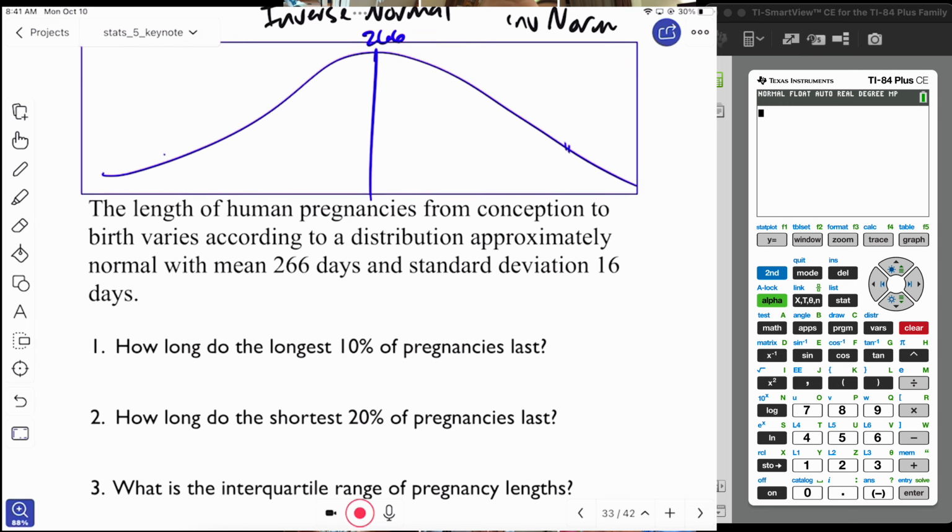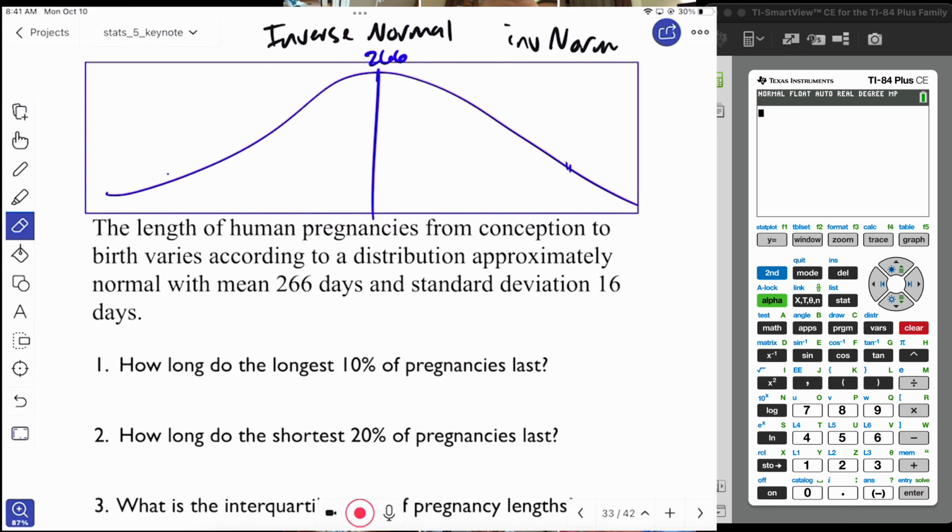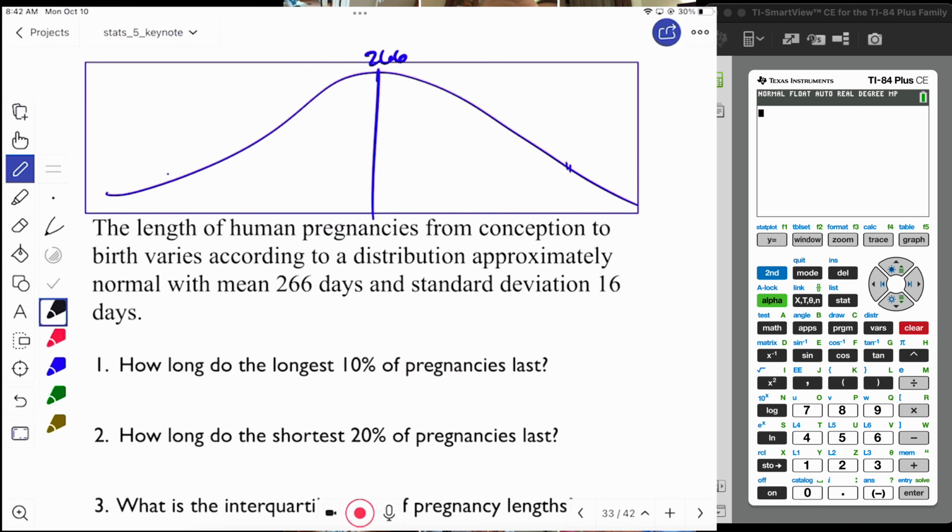So I just went ahead and sketched this up here. So this is what we're looking at here. Approximately normal, mean of 266, standard deviation of 16, so maybe about here. The distance from the mean to the first standard deviation would be 16. And we want to know how long is the longest 10% of pregnancies. So the longest 10%, that means that if we're considering all the pregnancies here, if this would be 100% of pregnancies, we want the longest 10%.